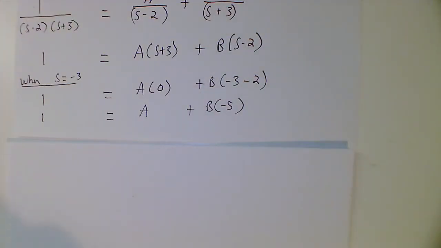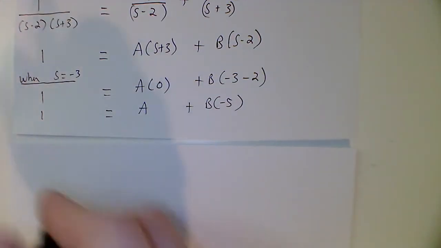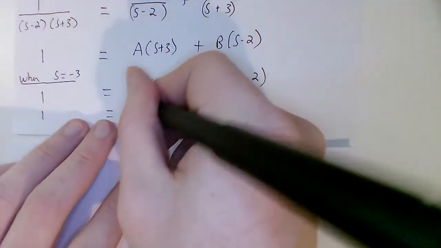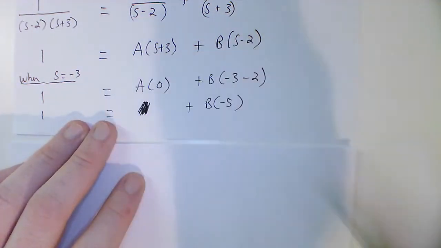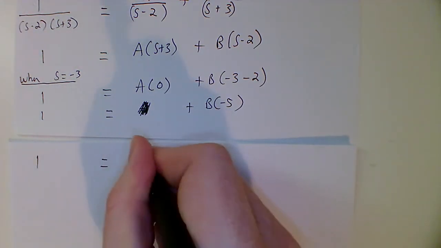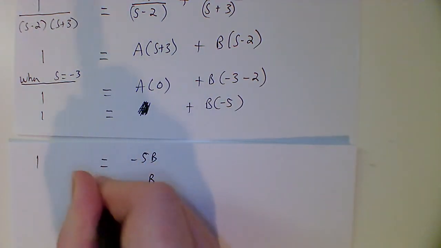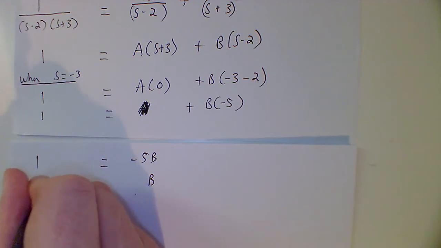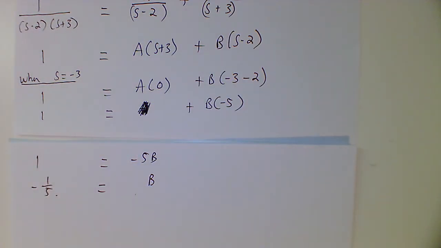Okay, so, sorry, that should be 0. I'll just go with it. Right, it's 0. So 1 equals negative 5b. So b is negative 1/5.